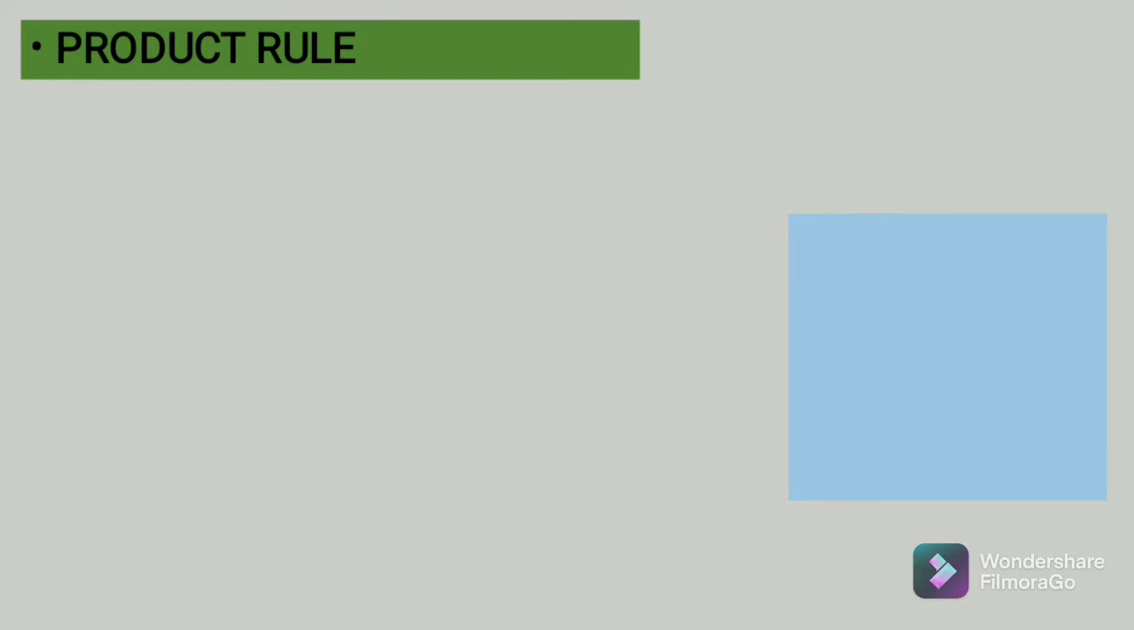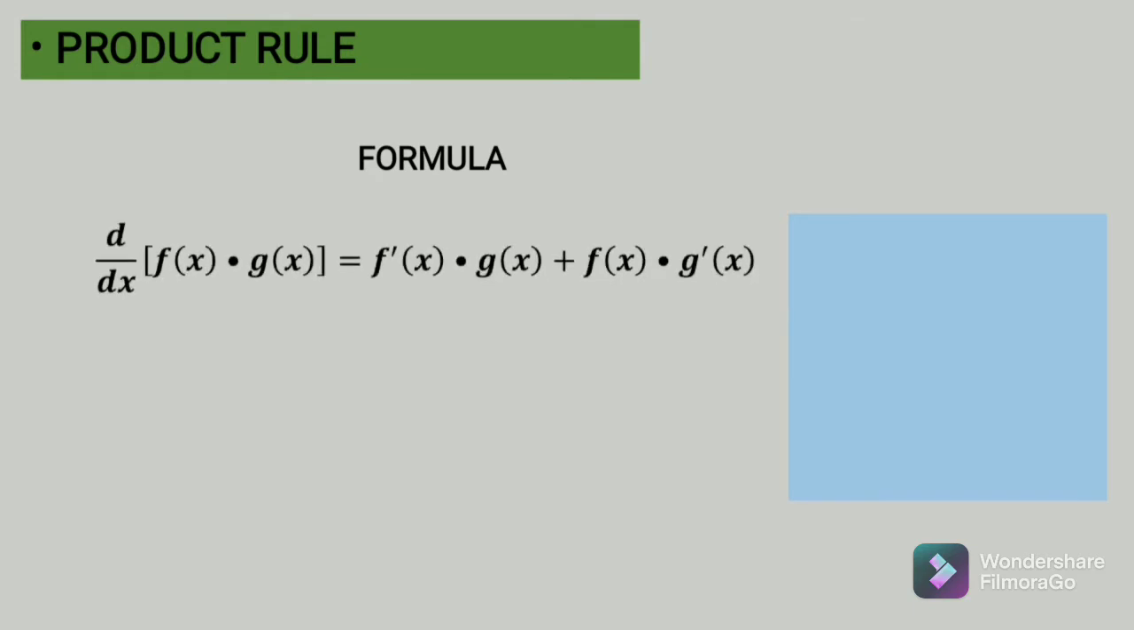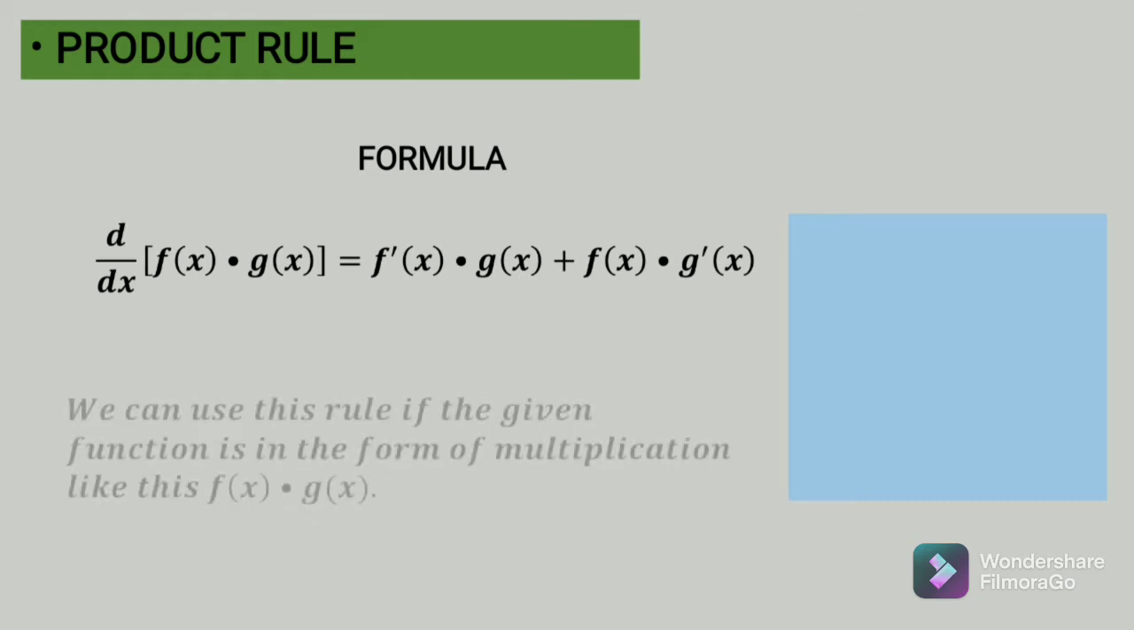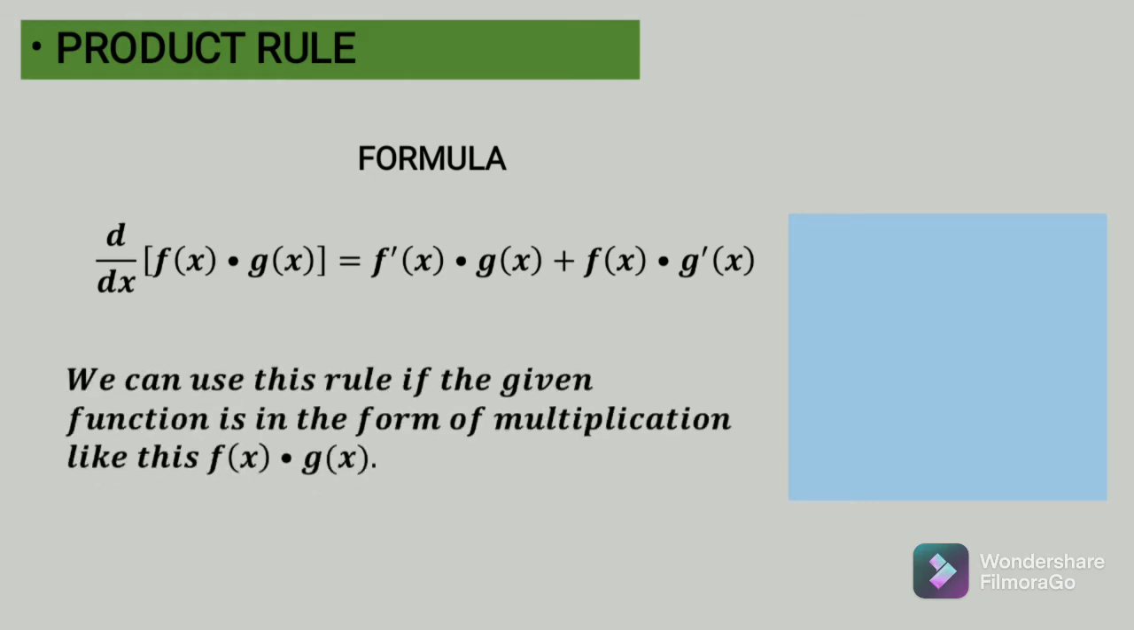The product rule says that the derivative of f of x times g of x is equal to the derivative of f of x times g of x plus f of x times the derivative of g of x. We can use this rule if the given function is in the form of multiplication, like this, f of x times g of x. We can use this rule in some expressions like in the example at the right side.